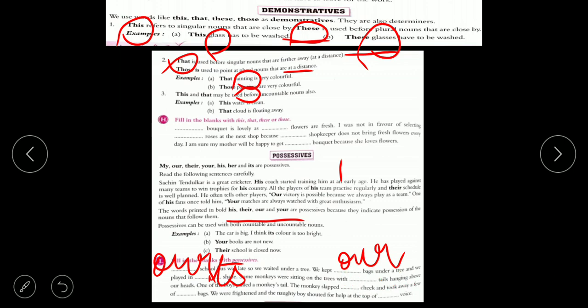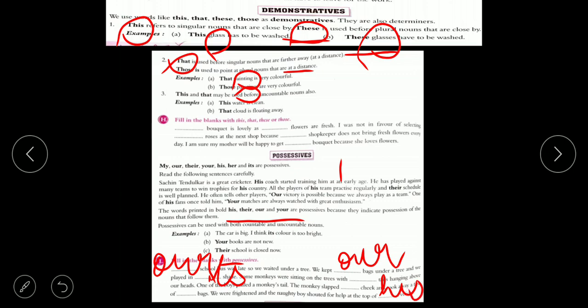above our heads. One of the boys pulled a monkey's tail. The monkey slapped his cheek. Here his will come, H-I-S, his cheek, and took away a few of our books. Here O-U-R, our bags. We were frightened and the naughty boy shouted for help at the top of his voice. Last one, his voice.